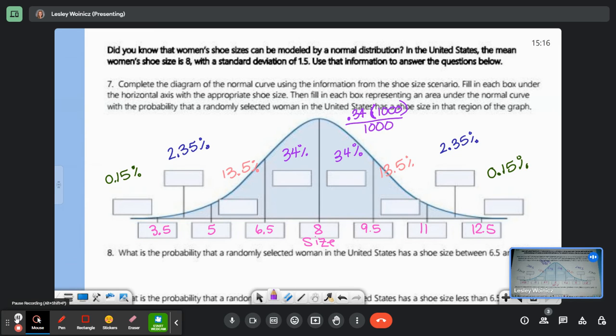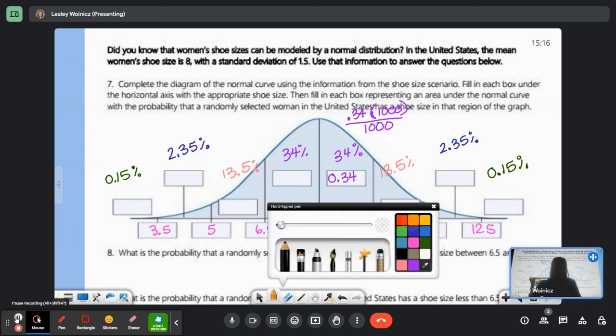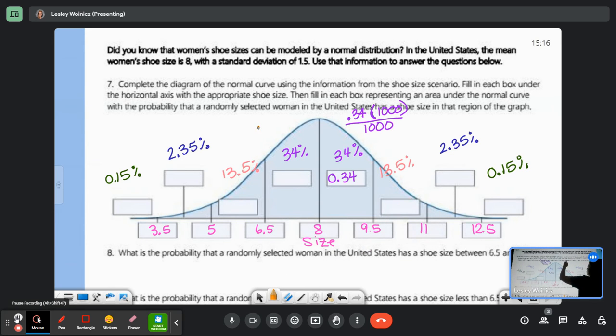It's 0.34? Oh, that's weird. Is it just because I chose 1,000? What do you want to choose instead? 80? How many women do you want to pick out of? 80. All right, let's try the next one with 80. So we'll do 0.34 times 80 ladies. This time we're picking out of 80 ladies. What do we still get?